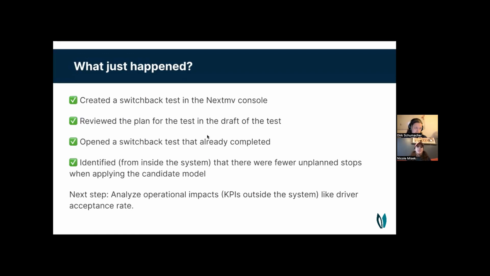All right, so what just happened? Dirk created a switchback test in the Nextmove console, and then he reviewed the plan in a draft state, and then he opened up a previously run switchback test, since they take a little time to run, and went through the results there. He did identify from inside the system that there were fewer unplanned stops in the candidate model. And he also identified that there's a next step, which we didn't go through on this call, but the next step would be to analyze your operational impacts, those behavioral metrics that we talked about earlier, things like driver happiness or acceptance rates.